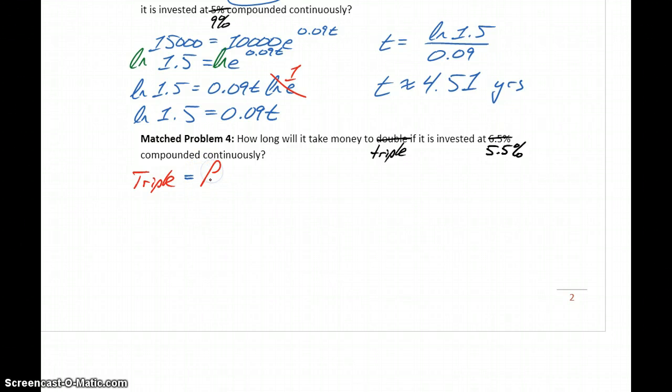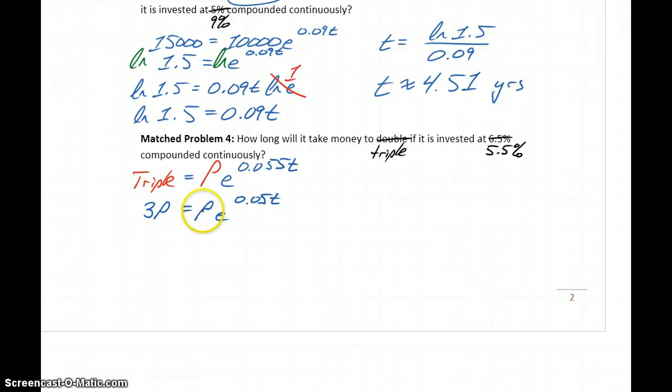So if we originally invest some value P, we want that final amount to be triple that, times e to the 0.055 times t. So we know that the original investment is some value P. We're not given a specific dollar amount, so this is really technically true for any initial investment. And what we want is for this initial investment to triple. So if we want P to triple, that's just 3 times P.